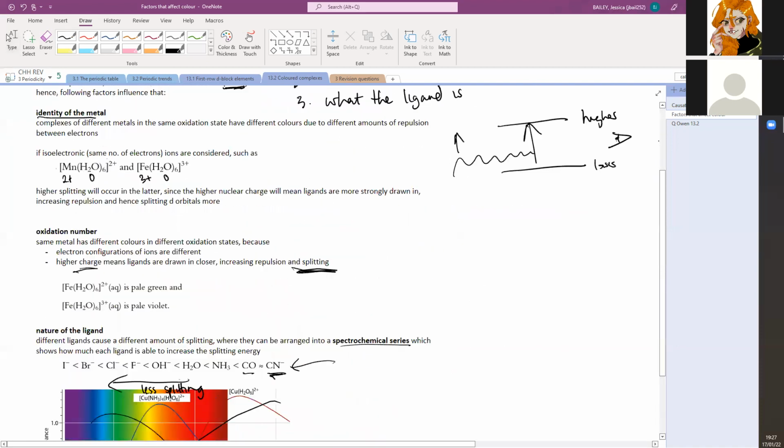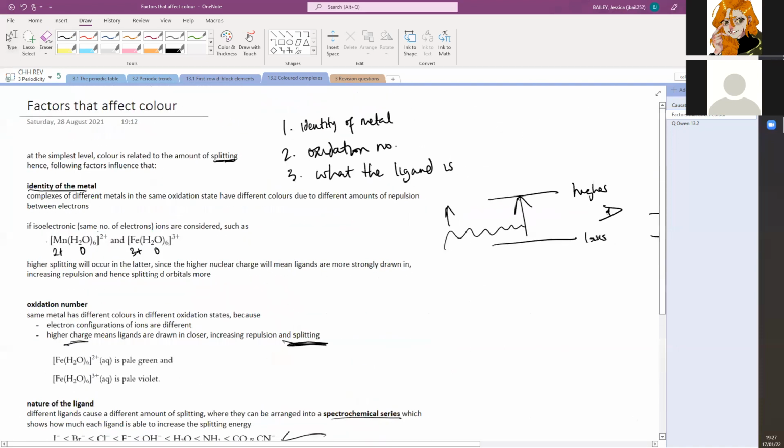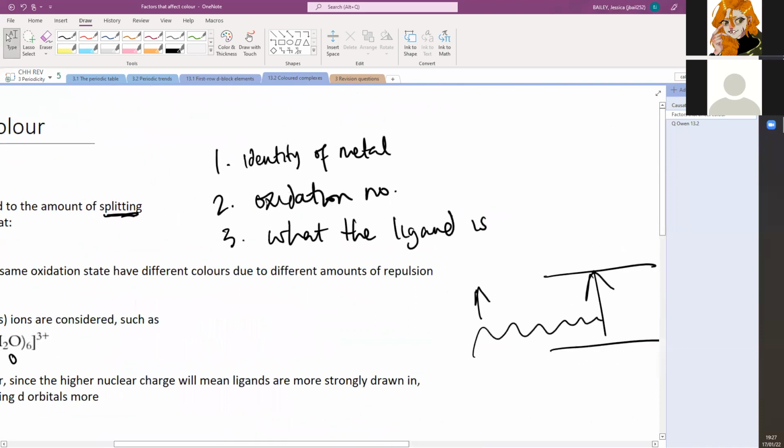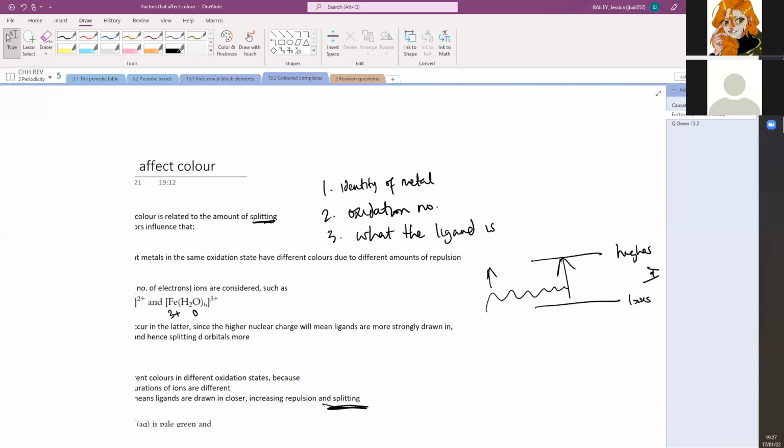So just remember these three things. And if the question asks you, just list them and say that's why it's different. But you don't need to explain how the color changes exactly, because you don't know. Okay, but yeah, that's 3 and 13 done.